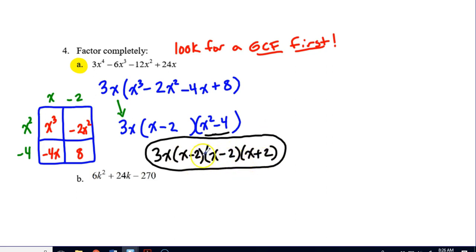A way to check this: pop that into your calculator, pop the original expression in your y equals, and then look at the table. If they agree, then they are equivalent. It's a nice little check.